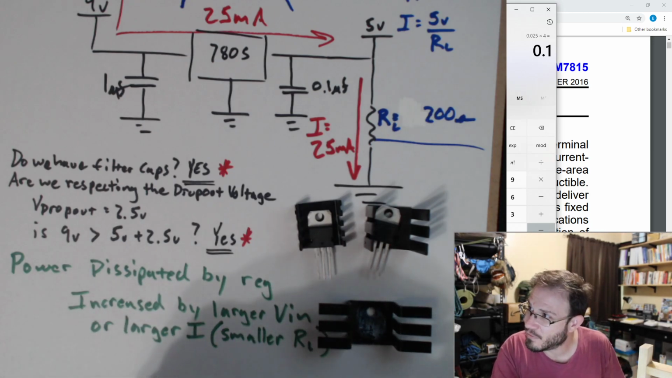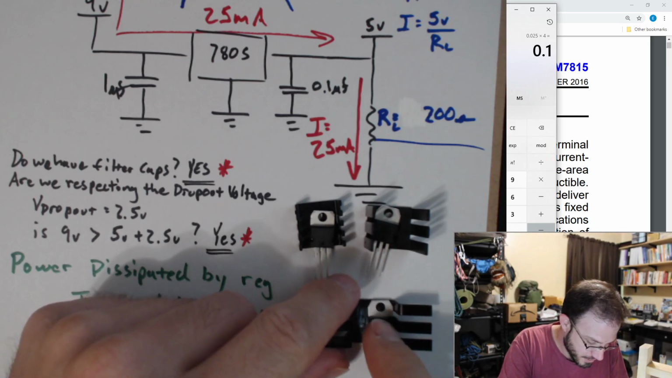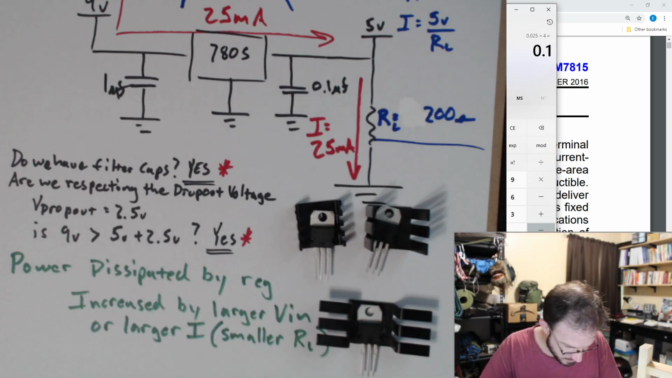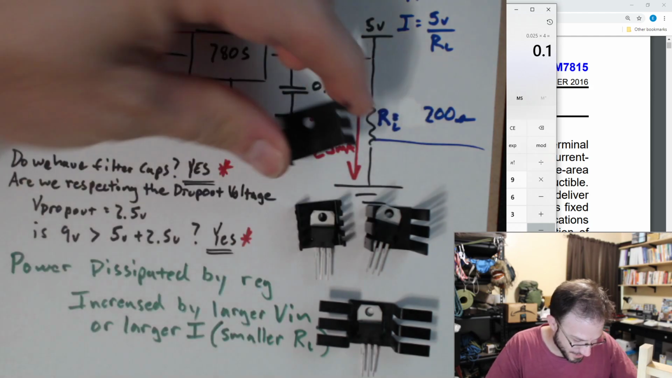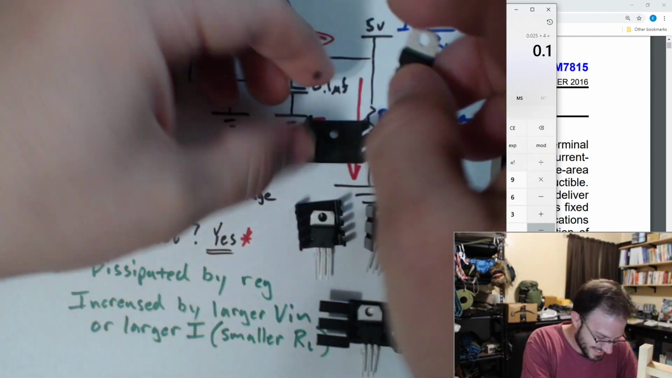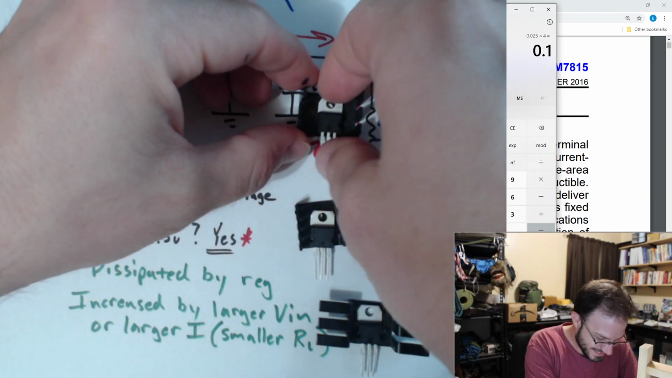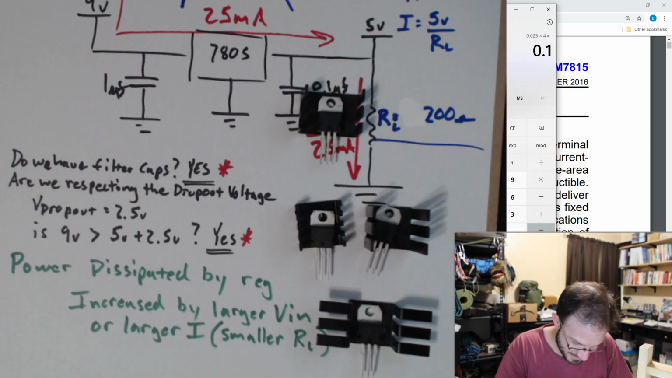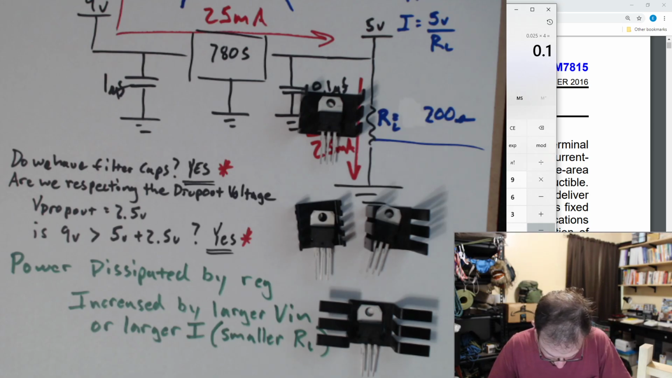I'm going to see how many different types of heat sinks I have laying around. This is actually a different type of heat sink. Nope, that's a repeat. That's what I got. Okay, 4 different types of heat sinks.